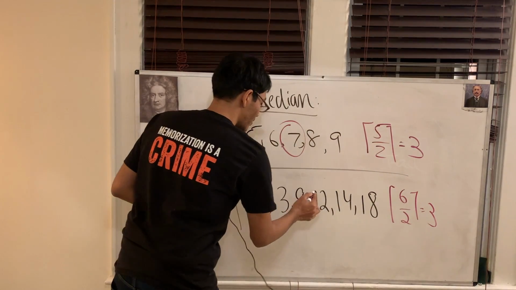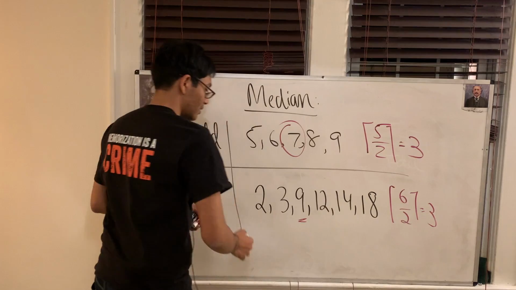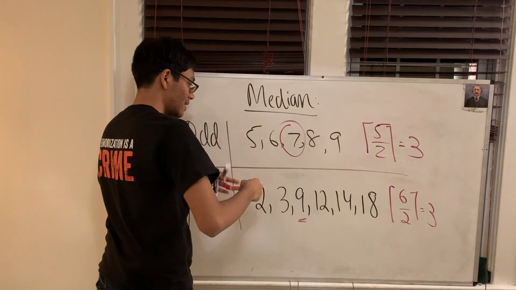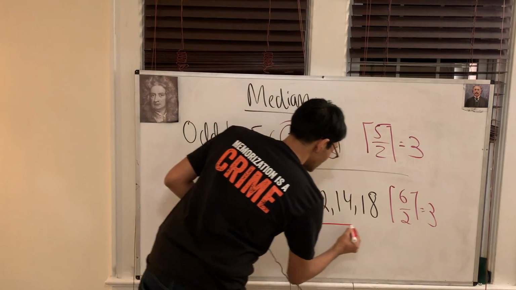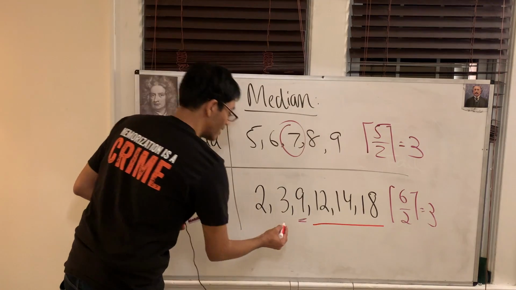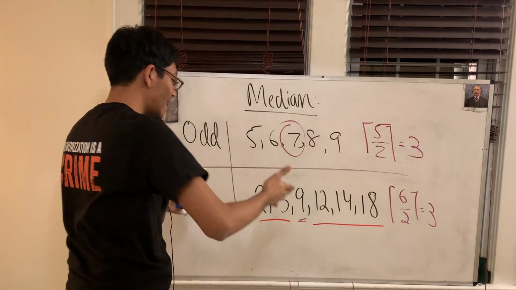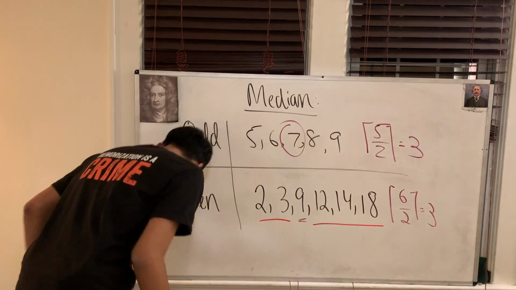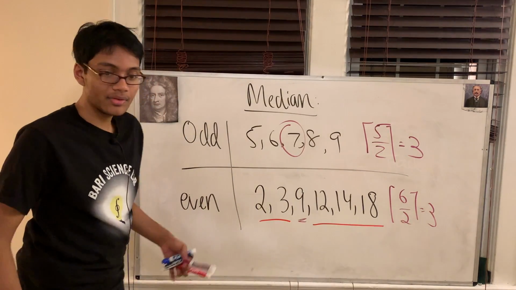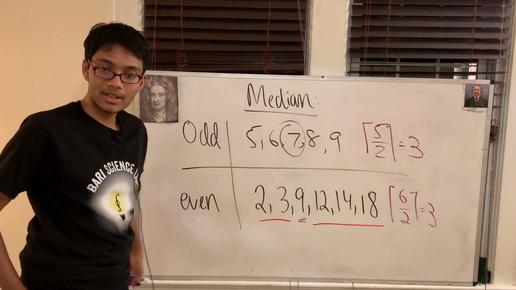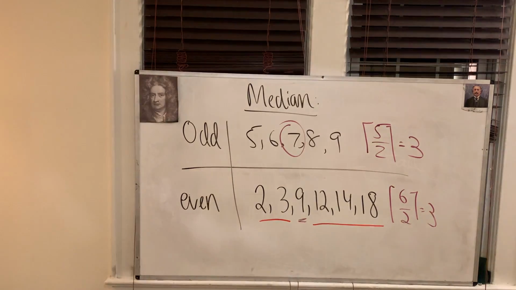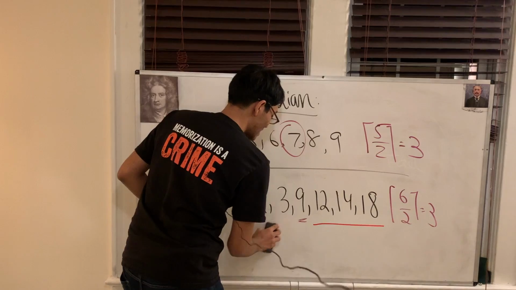If I take my third number, which is 9, I end up with 3 numbers to the right of 9, but only 2 numbers to the left of 9. So clearly this 9 guy is not in the center. It's not the median. So we've now declared that 9 is not the median.